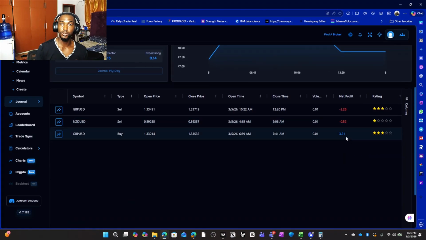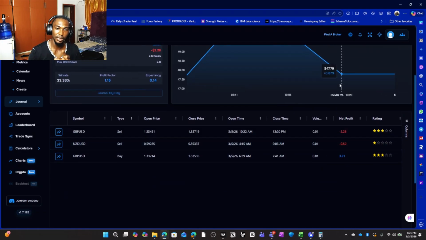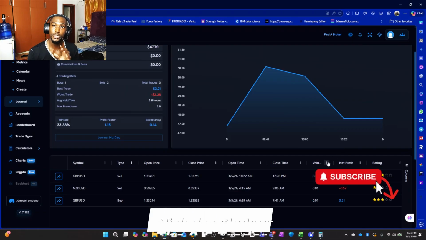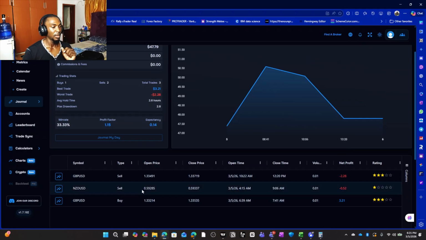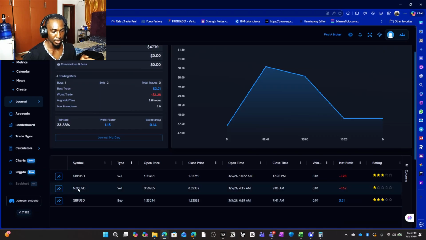Now, it's a very small amount of money. The account balance is actually $50. Yes, I'm not one of your rich forex gurus that throws money and shows you flashy cars. I'm just here trading the reality with as little money as I can spare. Now, $3.21. Now, this is the New Zealand US dollar.